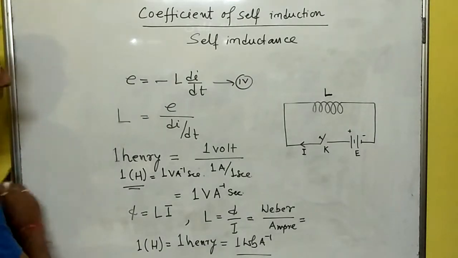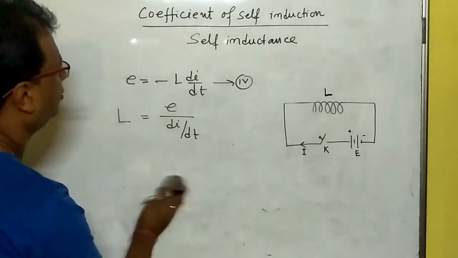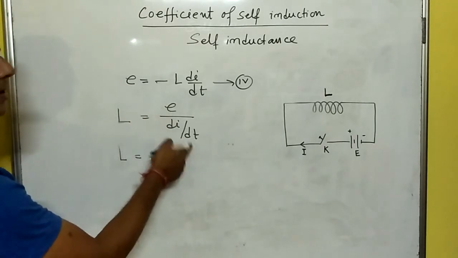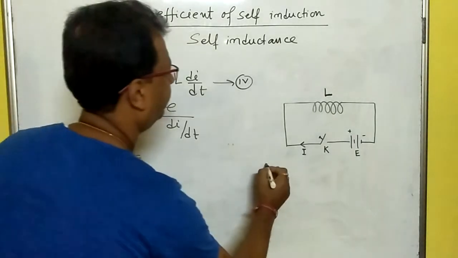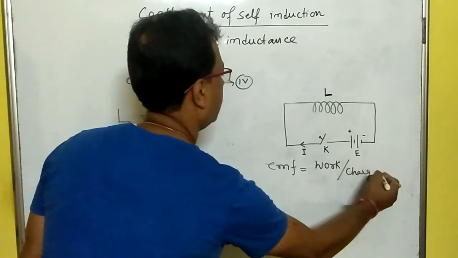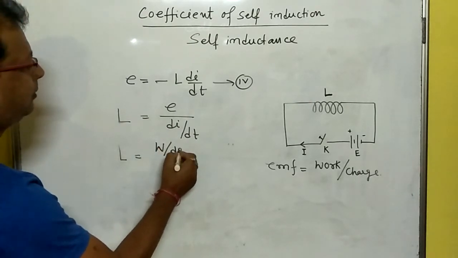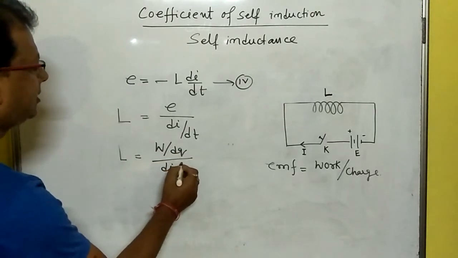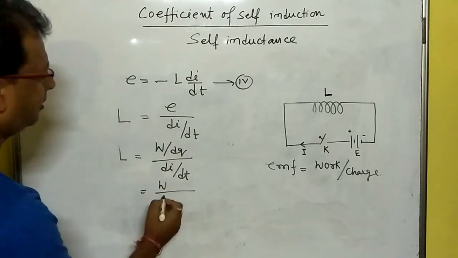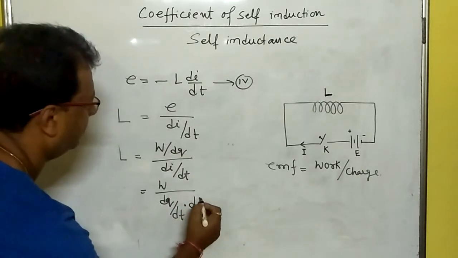Now let us find out the dimension of L. How to find out the dimension of L? Now L is equal to E by di by dt. What is E? E is the induced EMF. EMF is equal to work divided by charge. So we can write EMF is equal to W divided by dq. So you can write it as W divided by dq by dt into di.